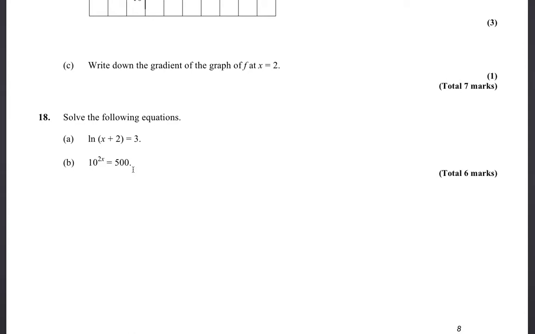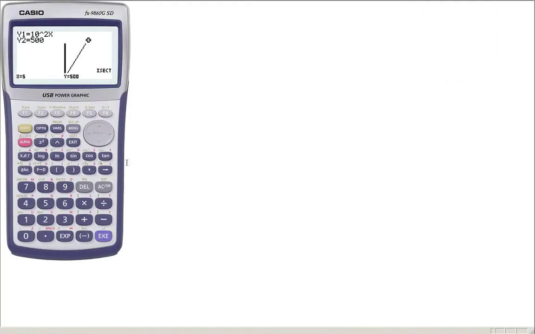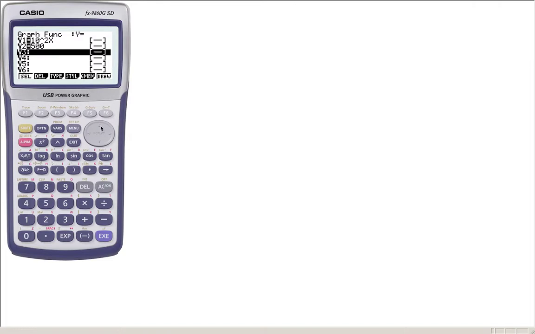The reason why we got the incorrect answer is because when I typed 10 power 2x here, the calculator took it as 10 squared into x. That means it took it as 100x. It didn't take it as 10 power 2x. So what we need to do is put a bracket here, and another bracket here. Now if I find the point of intersection, G-Solve ISCT, this will give us the correct answer. The answer is 1.349, so 1.35.